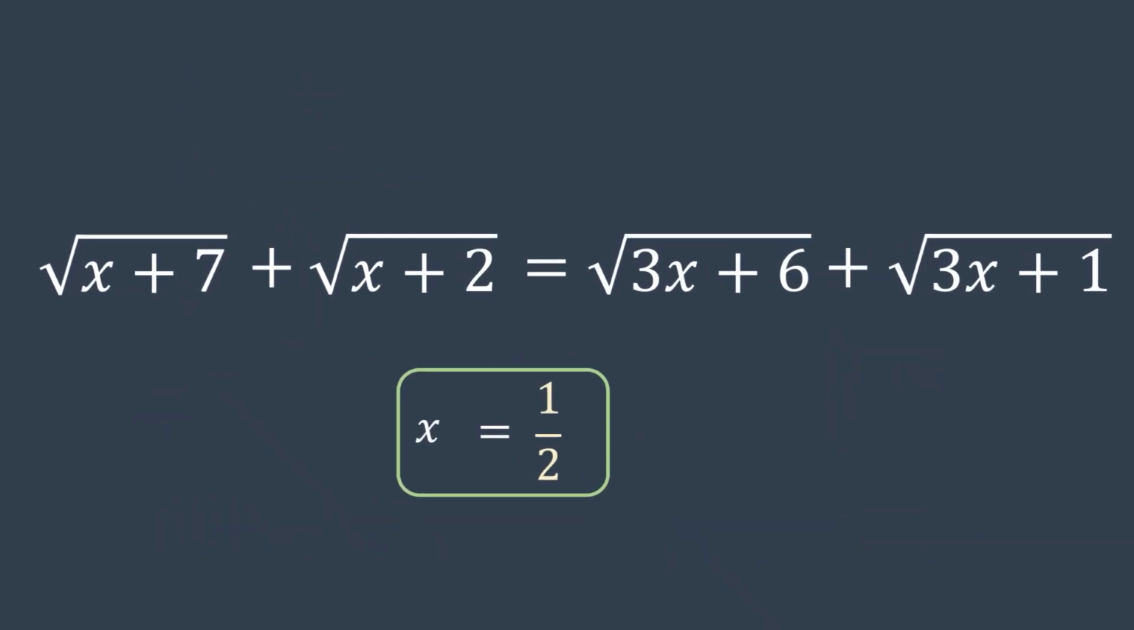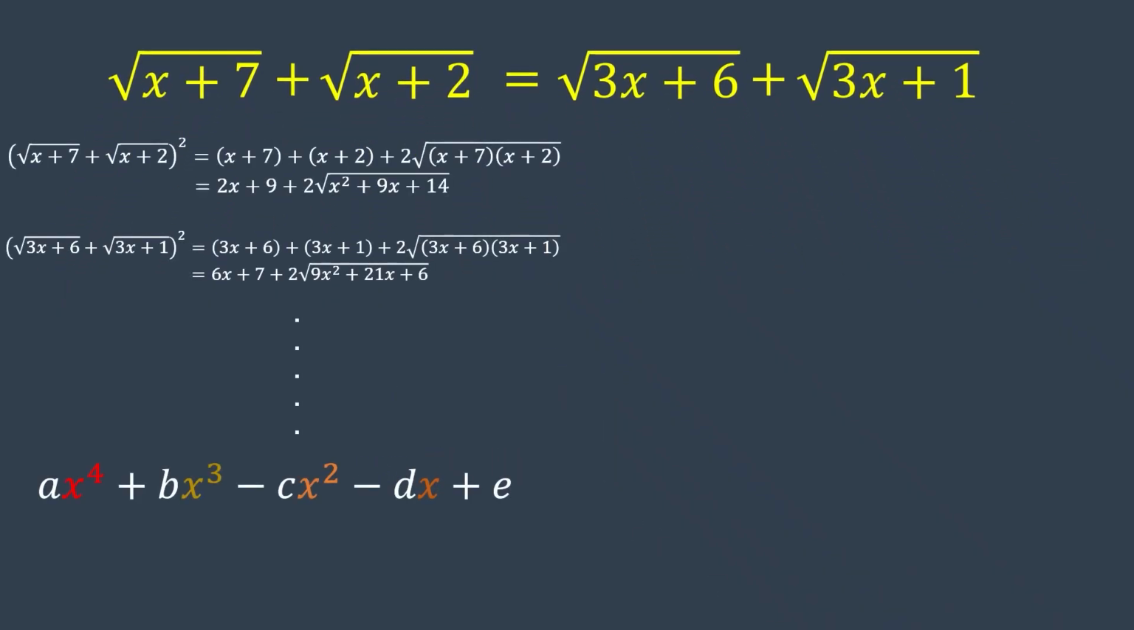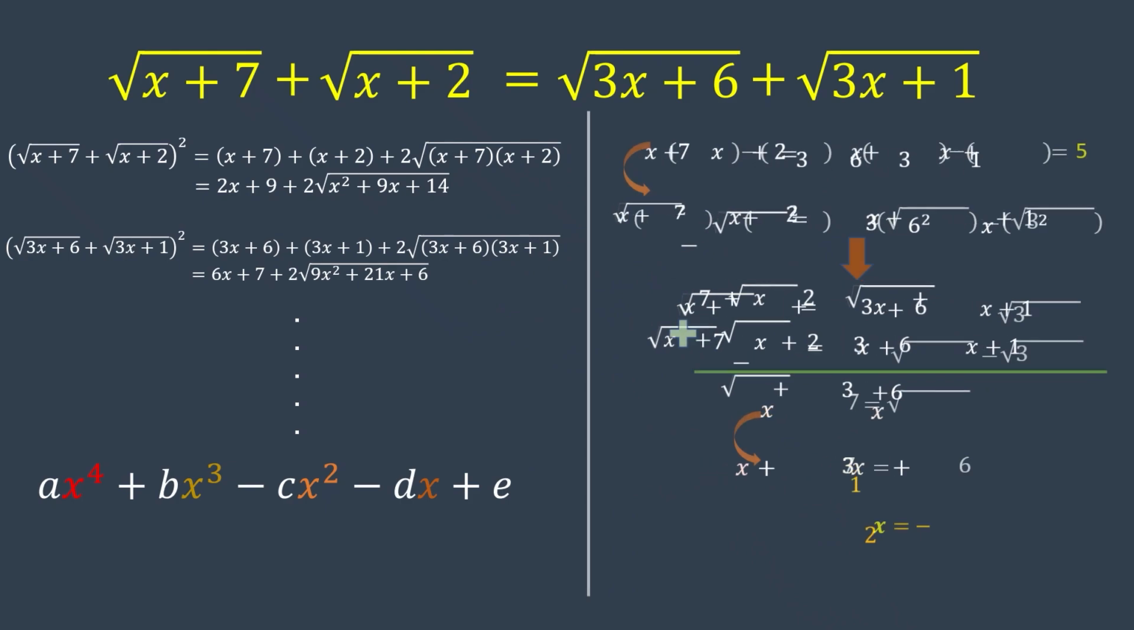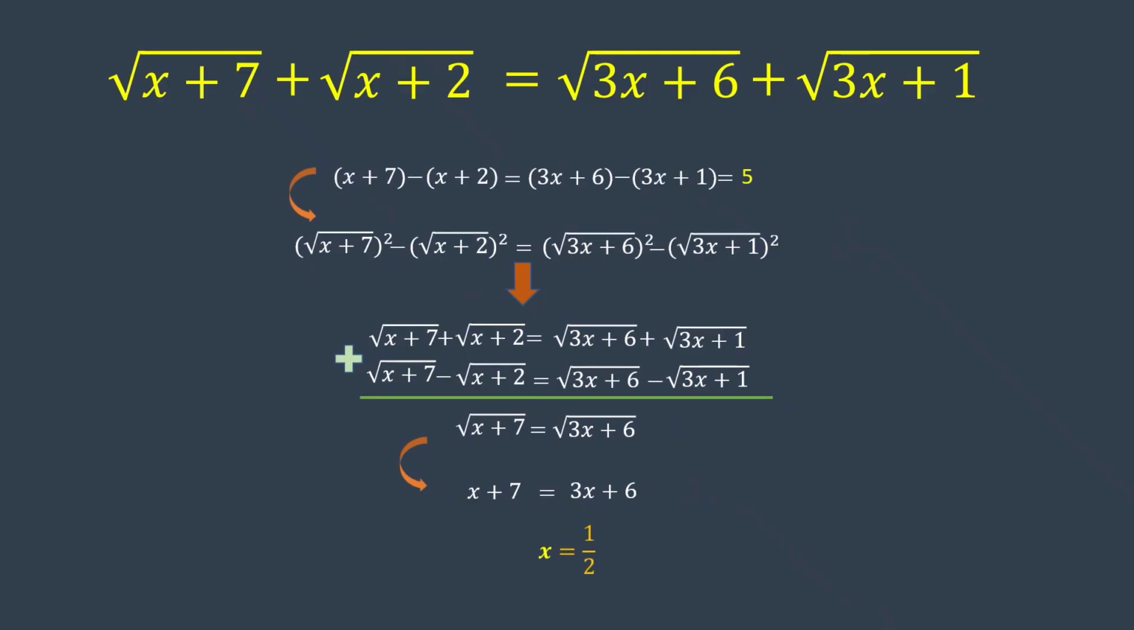Therefore, the answer is x equals 1/2. What's remarkable here is that we avoided a quartic equation entirely. By noticing the equal differences inside the radicals, we reduce the problem to a simple linear equation. This is a common Olympiad technique. Look for structure before applying brute force. It saves time, avoids messy algebra, and reveals the elegance hidden in the problem.